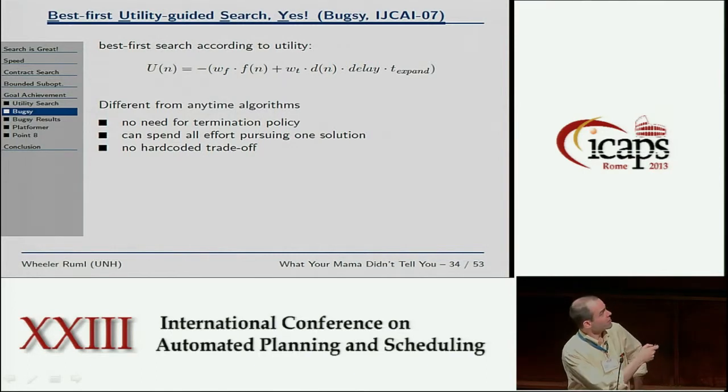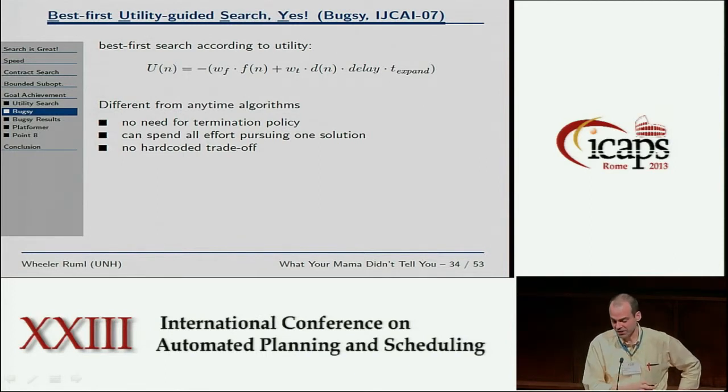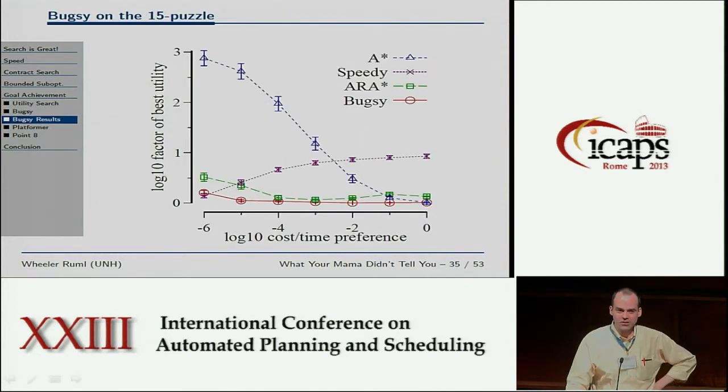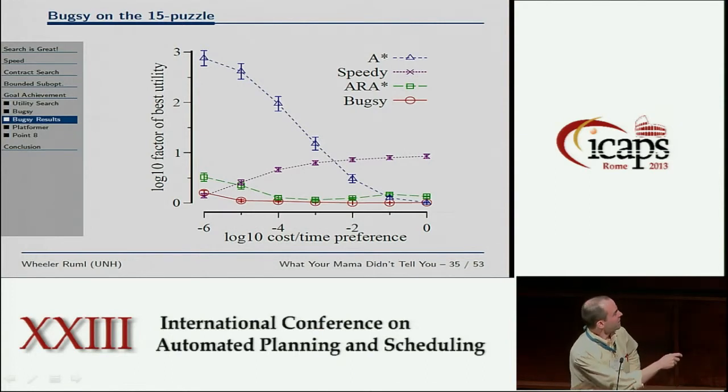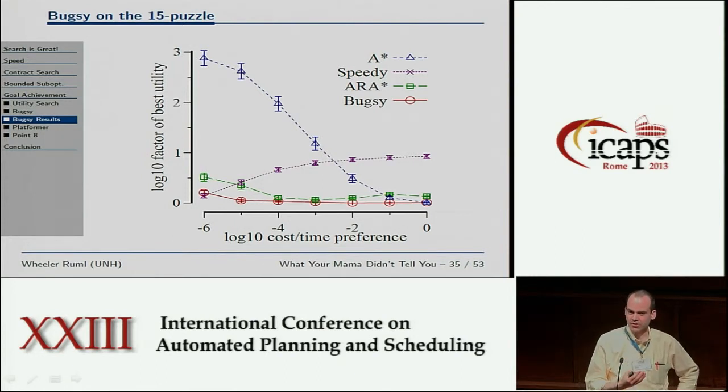But I want to point out this algorithm, first of all, has no parameters whatsoever except the actual utility function of the user. There's no need to try and train a termination policy, and it spends all its effort pursuing a single solution. So how well does it work in practice? Well, again, I'm a search person, so I have to show you the sliding tile puzzle. Here on the y-axis, we have the utility achieved by the search. So this is the sum of planning time and solving time weighted according to the user's utility function.